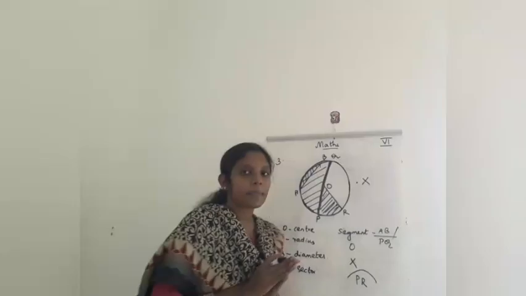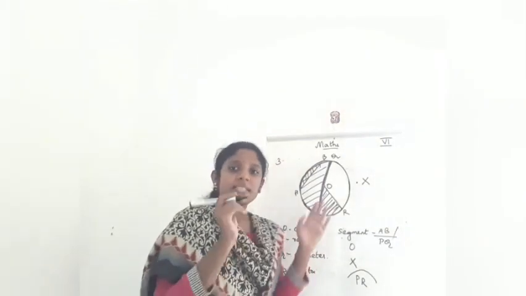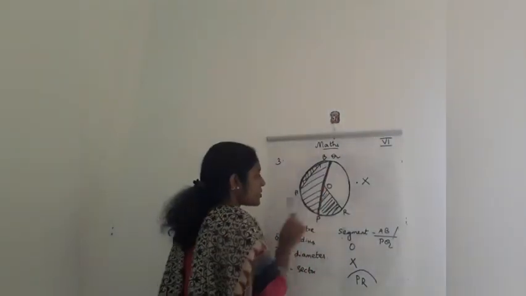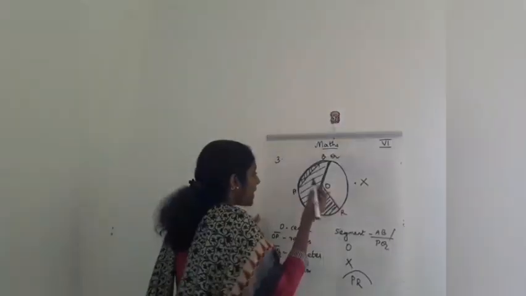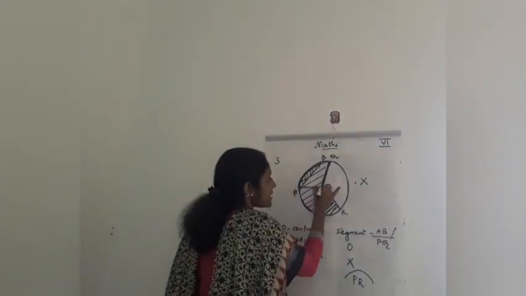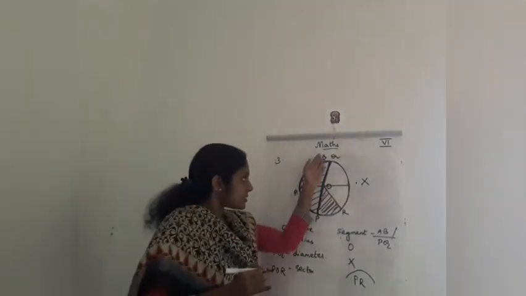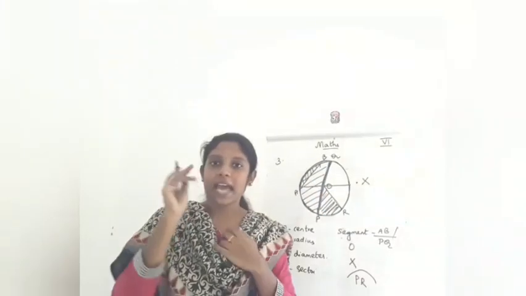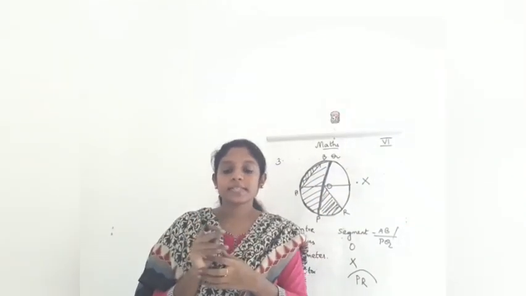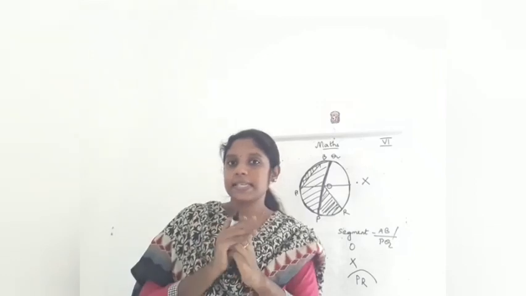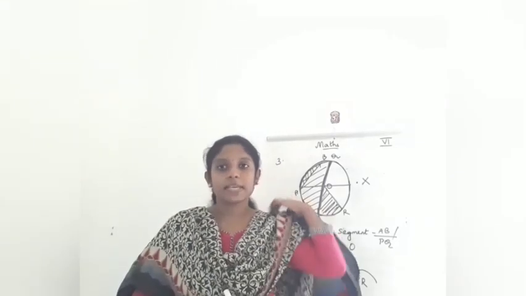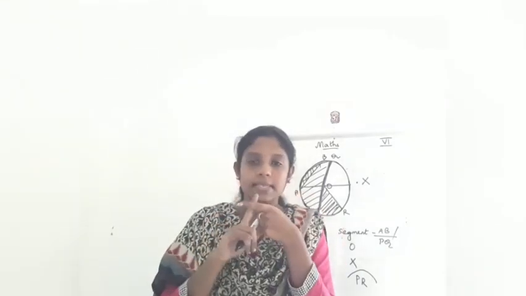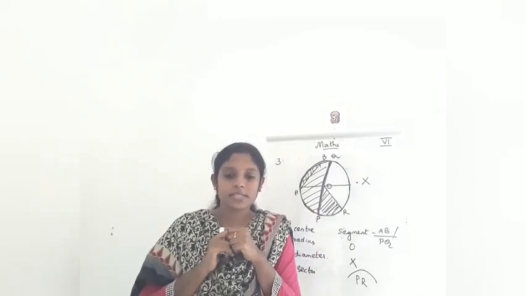Take this circle itself. We have PQ as a diameter. For another diameter, it should pass through the center. This is also a diameter. So they intersect. So the answer is true. Two diameters of a circle will always intersect. What is intersect? Which meet together. Okay, first one is true.